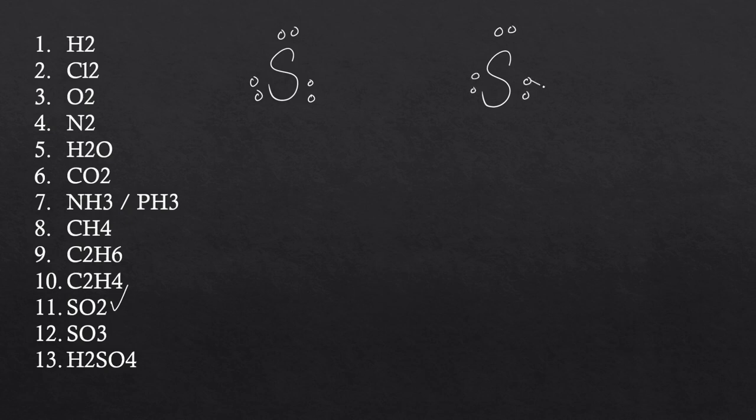Here, double bond, one bond, second bond with this oxygen, and just like this, double bond with this oxygen. Oxygen is from group 6, so 1, 2, 1 and 2. Oxygen also has lone pairs: 1, 2, 3, 4. So 4 electrons mean 2 pairs. 1, 2, 3 and 4.